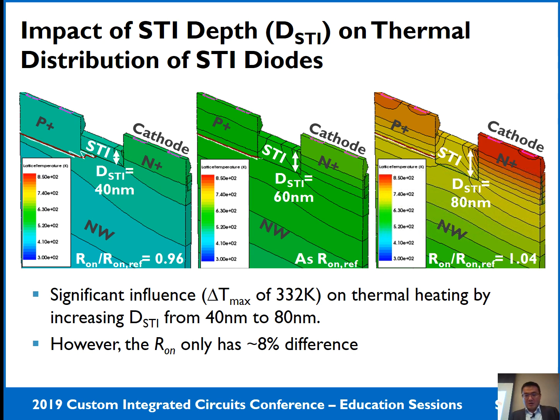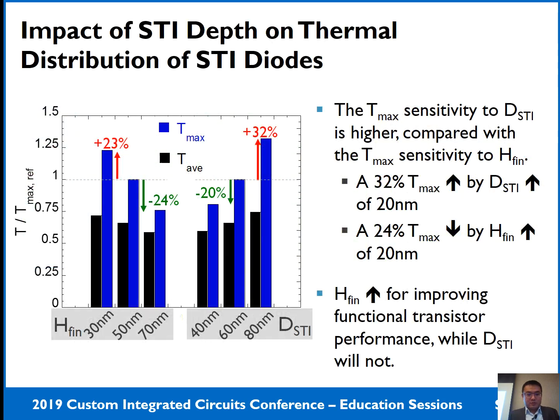So this means you will have IT2 degradation, because it will be easy to induce a local hotspot in your STI diode structure. And also the Ron will increase by around 8%. So here is just a summary figure.